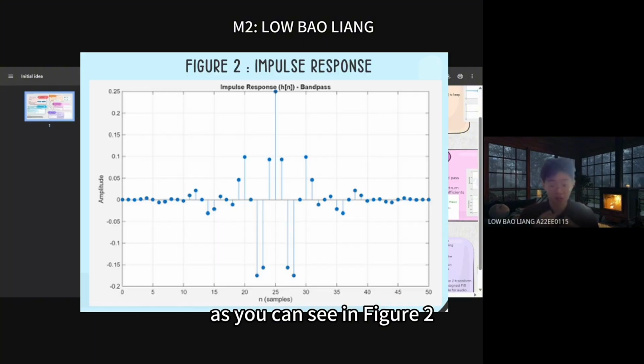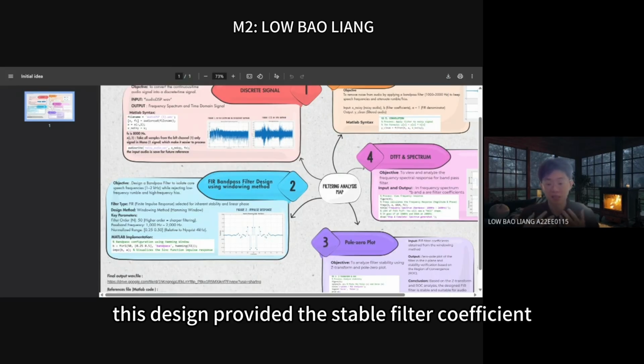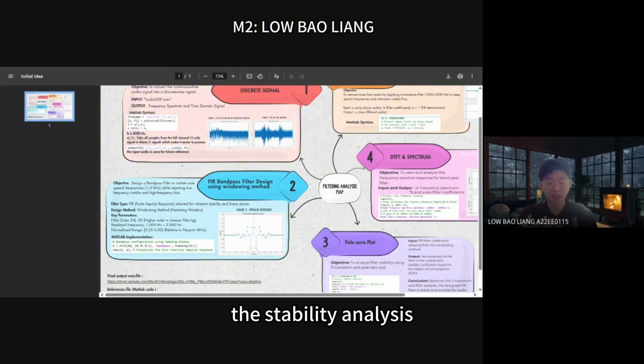As you can see in figure 2, the impulse response is symmetric. This symmetry confirms that our filter has linear phase, ensuring the voice signal is not distorted during processing. This design provided the stable filter coefficients needed for the next stage, the stability analysis.